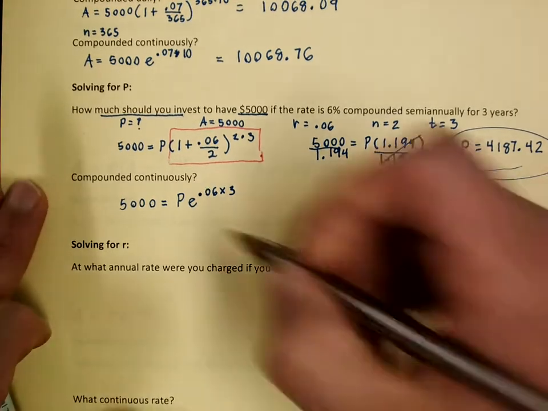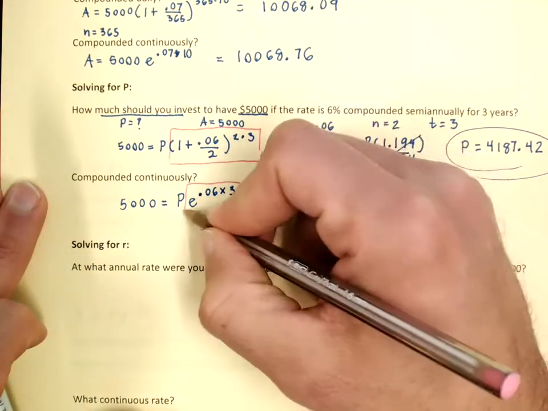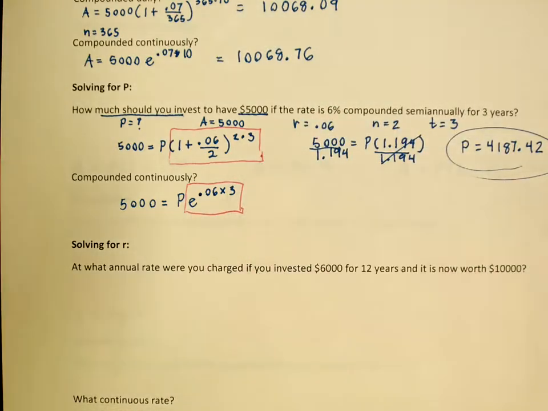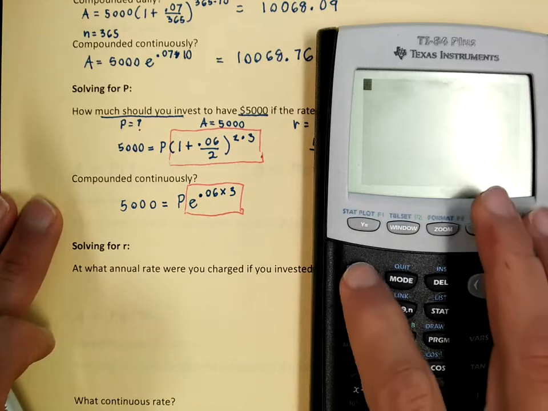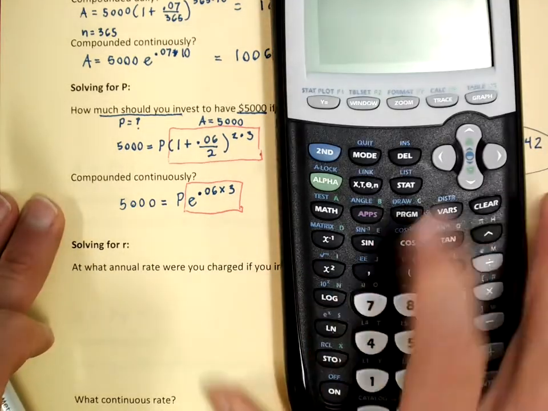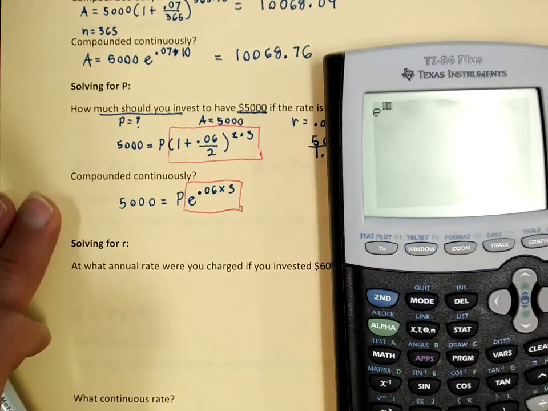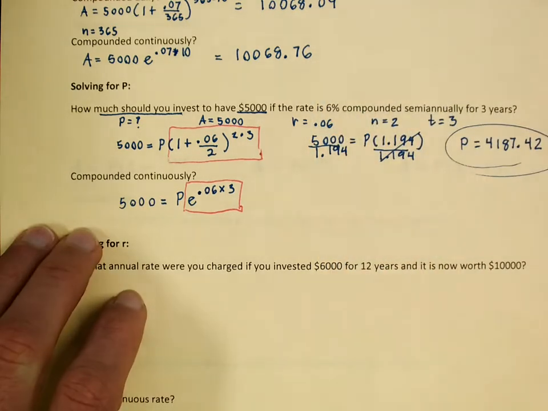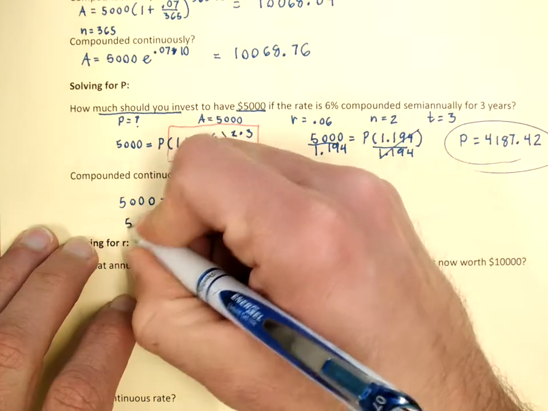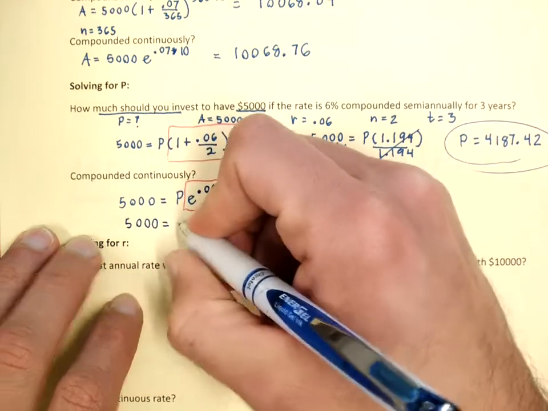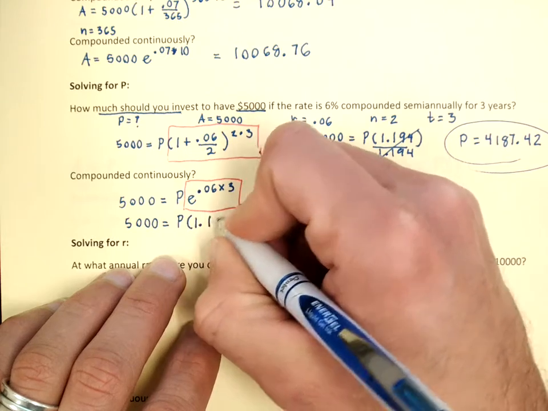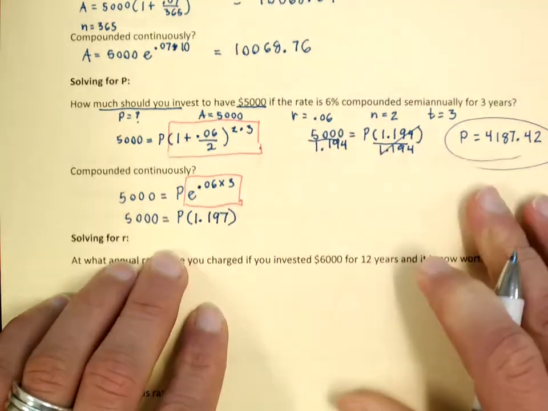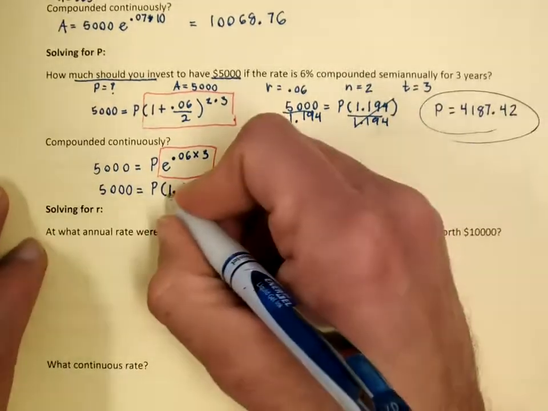So just like that other one, this you just have to know is just a number. Okay, so this is the number. So plug that in your calculator, see what you get. Alright, so remember that second natural log for that. We have 0.06 times 3, so that gives us that crazy number. So we have 5,000 is equal to P times 1.197. And then we're going to divide both sides by this.